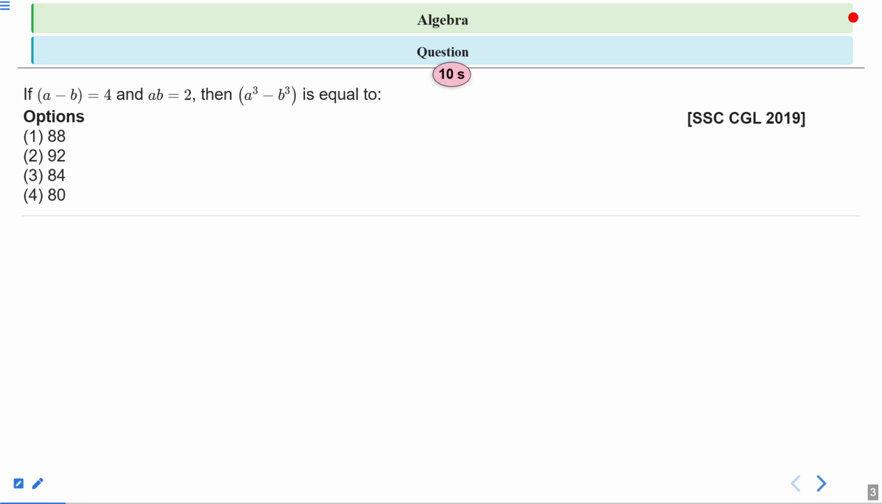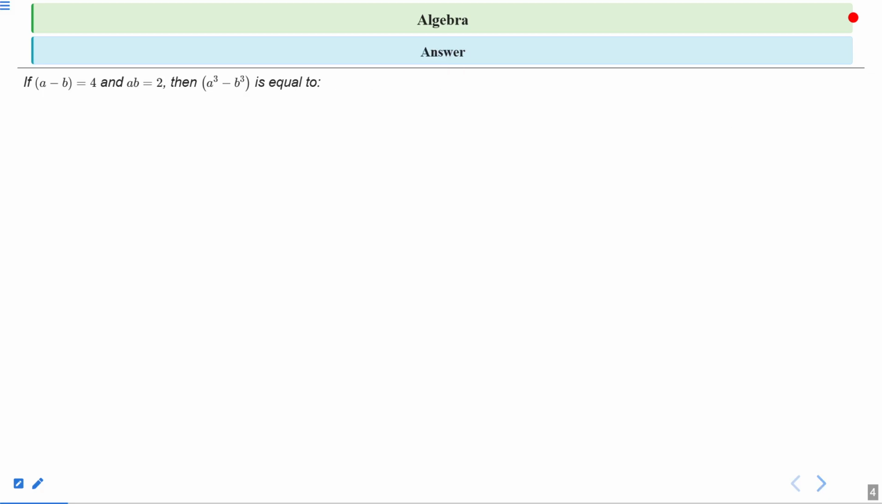Now you have 10 seconds to analyze the question. Your time starts now. Now time's up. Let's see the solution of this question. The question says a minus b is given, which is 4, and ab is also given, which is 2. The question is a cube minus b cube. So we use the formula of a cube minus b cube, put in the values, and calculate the answer. The correct answer is the first one, which is 88.